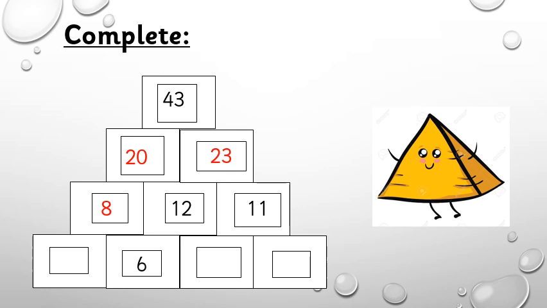Then we've got the 6. So we say 6 plus what will give us 12? 6 plus 6 will give us 12. Then we say 6 plus what will give us 11? 6 plus 5 will give us 11. And lastly, 6 plus what will give us 8? 6 plus 2. And that's how we work from the middle up and then back down again.